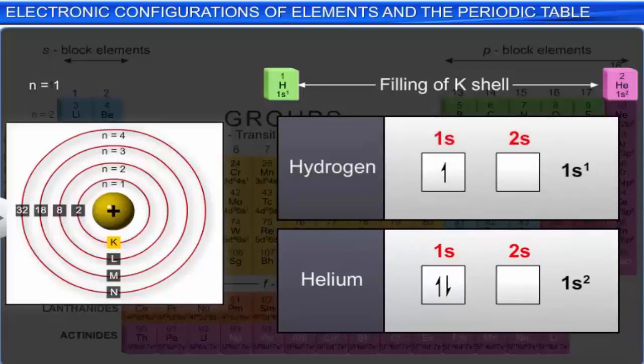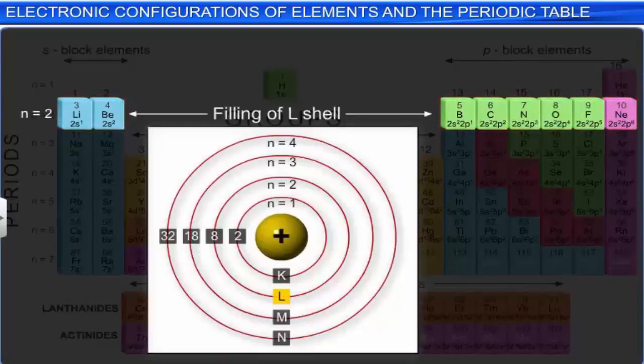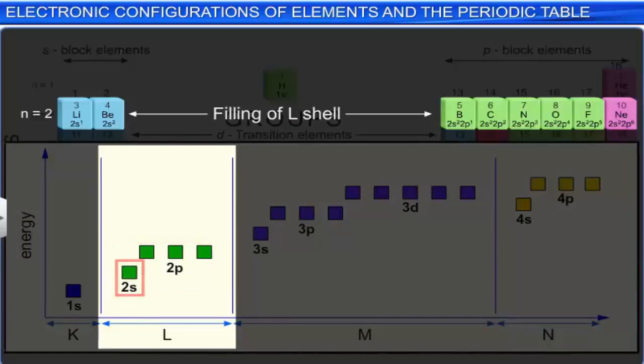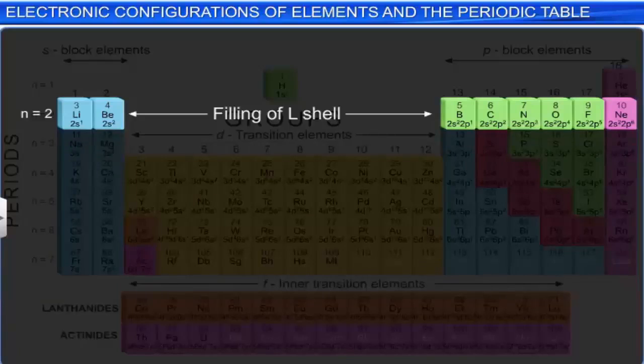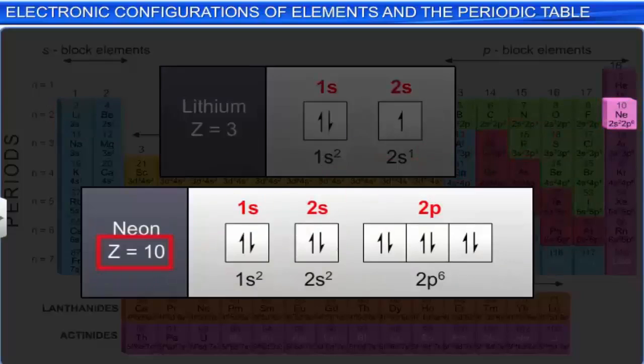The second period corresponds to the filling of electrons in the second energy or L shell, where n equals 2. It has a total of 4 orbitals, 1 2s and 3 2p, that can collectively accommodate 8 electrons. The second period starts with lithium with atomic number 3 and electronic configuration 1s2 2s1, ends with neon with atomic number 10. Neon has completely filled p shell and electronic configuration of 1s2 2s2 2p6.